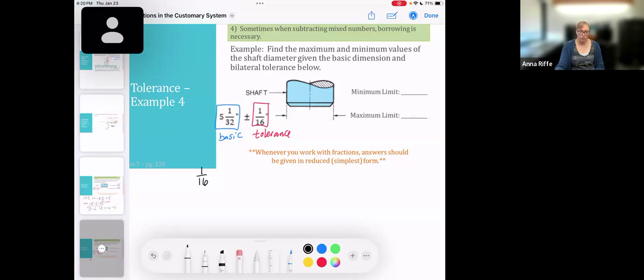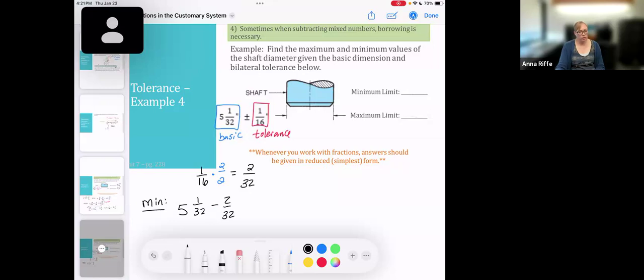1/16. That's the smaller denominator. I'm going to multiply the numerator and the denominator by 2. 1 times 2 is 2. 16 times 2 is 32. Great. So we have the tolerance with the same denominator as the basic dimension. Let's find the minimum limit. So I have 5 and 1/32 minus 2/32.